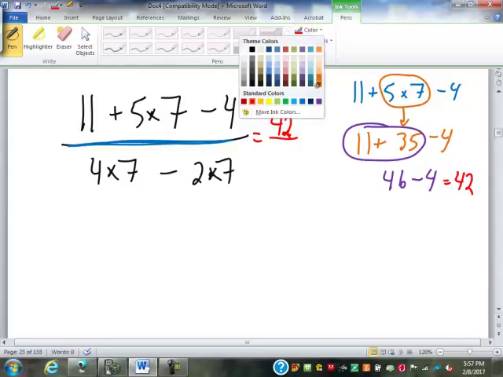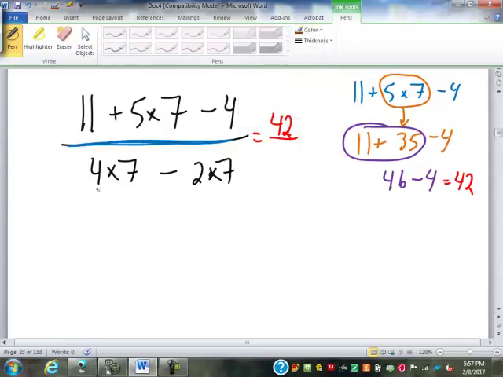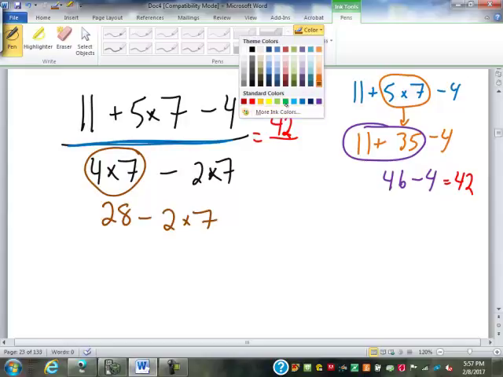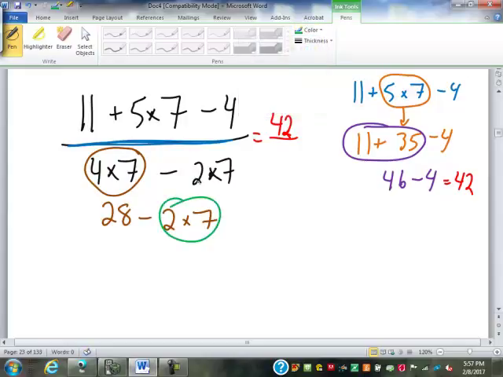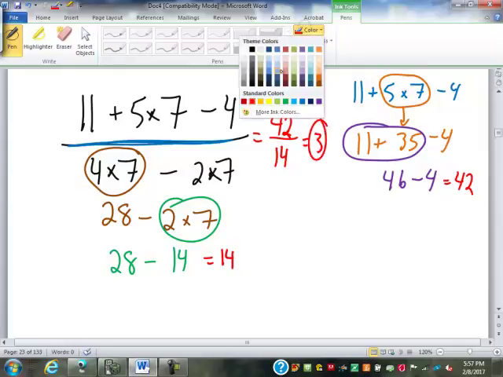On bottom, what do we have to do first? Left to right is multiplication. Multiplication and division is our highest priority. So 4 times 7, 28. And then moving left to right, we do run into the 2 times 7, 14. So 28 minus 14, 14. So the bottom is 14. Now what? 42 divided by 14. 42 divided by 14 is 3.